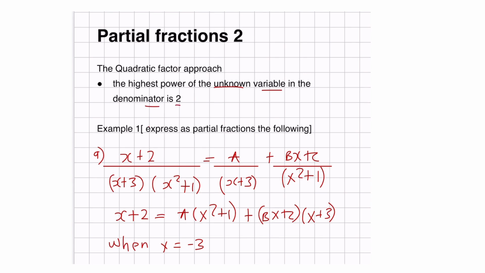So remember, if you've got an equation that's x plus 2 equal to y, our unknown variables are x and y, right? So the highest power of the unknown variable x is 1 here, and the highest power of the unknown variable y is 1, right? Make sure that you understand this. So that's what I mean by unknown variable. So the highest power of the unknown variable in the denominator is supposed to be 2, right? That's how we will be able to pick up that we need to use the quadratic factor approach in solving the given partial fractions.